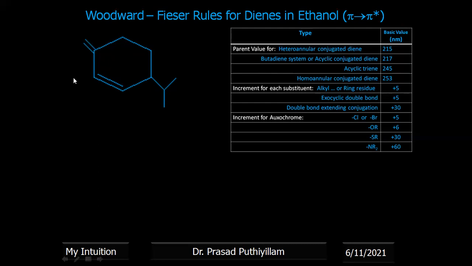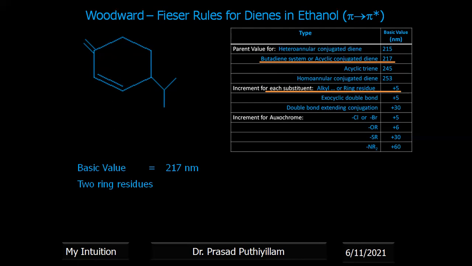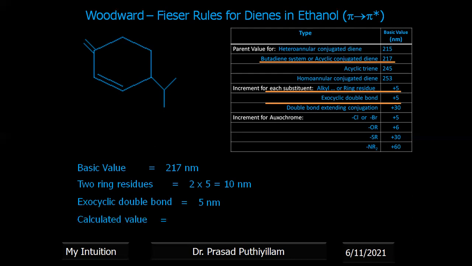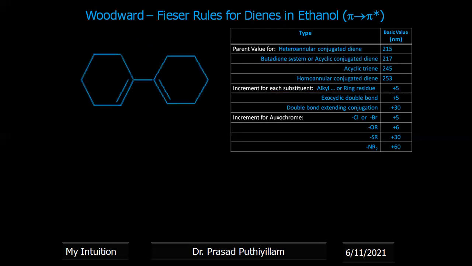Okay, so we got all the required information for that. Basic value is 217. Then we have 4 ring residues. What 4 ring? No, only 2 ring residues. 2 ring residues, that is 2 into 5, 10 nanometer, and we have 1 exocyclic double bond, that is 5. Total calculated value is 217 plus 10 plus 5, 232. I think it is correct. 232 nanometer. Another structure is given.